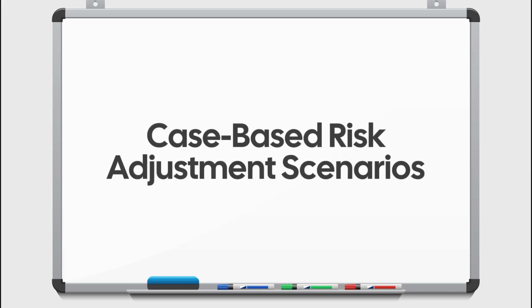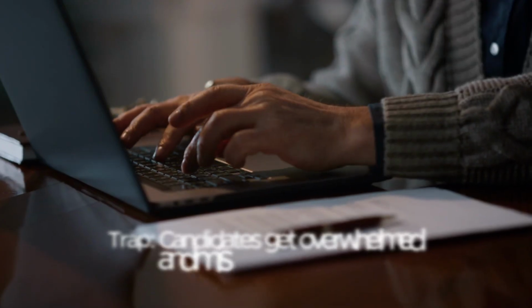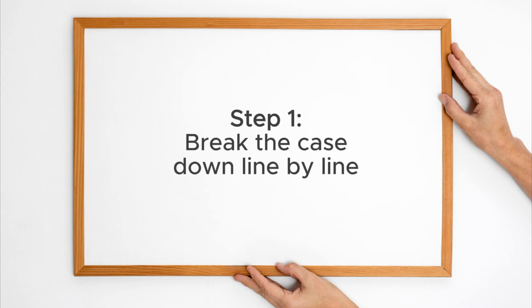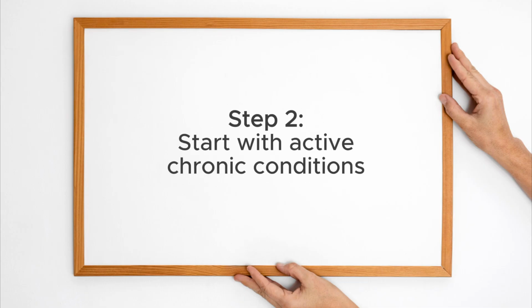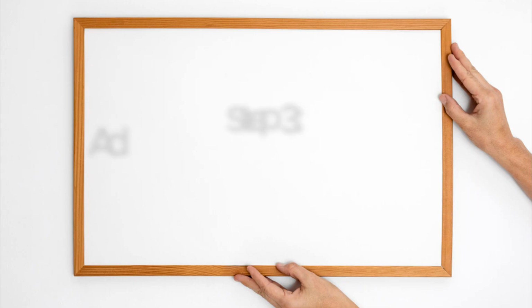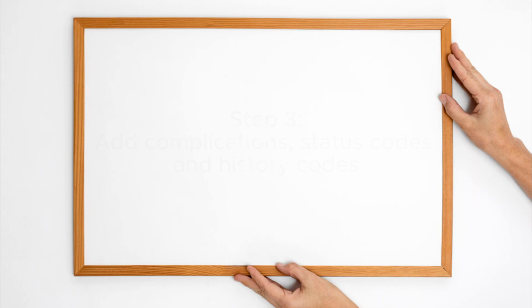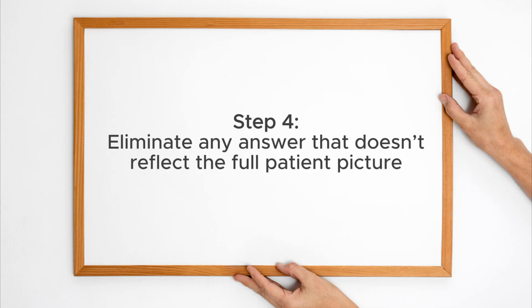And finally, number 10. Full case-based CRC scenarios. These combine multiple chronic conditions, long-term use, history, and HCC capture. Trap: candidates get overwhelmed and miss half the codes. Hack. Step 1. Break the case down line by line. Step 2. Start with active chronic conditions. Step 3. Add complications, status codes, and history codes. Step 4. Eliminate any answer that doesn't reflect the full patient picture.